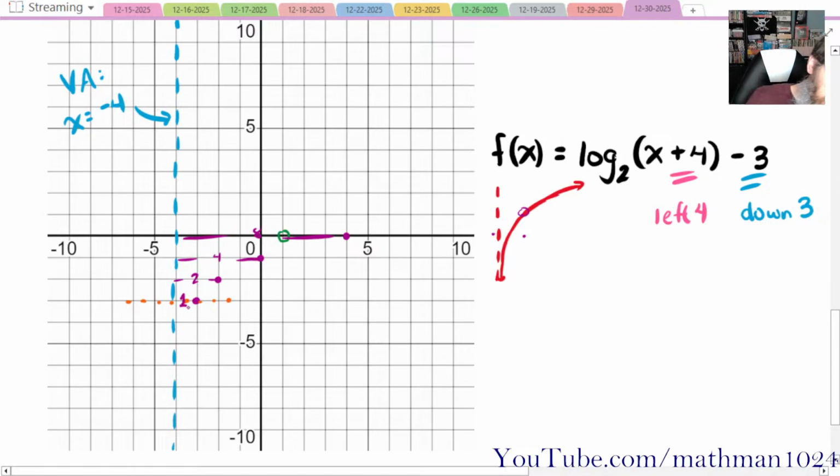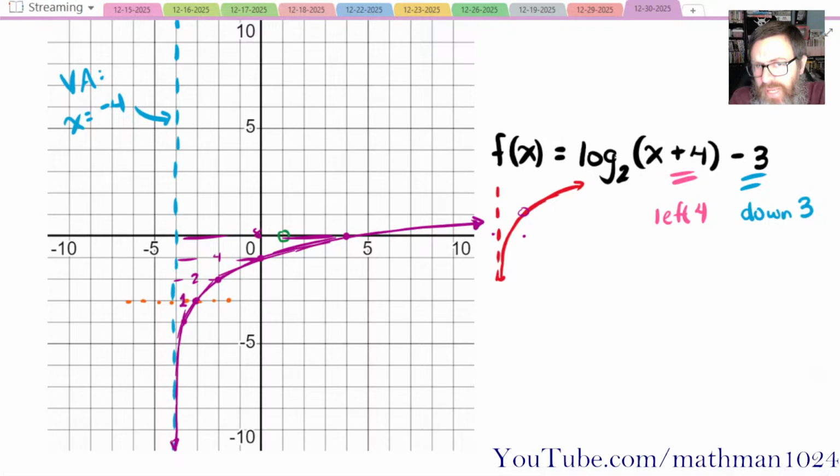Okay. Well, let's connect the dots and see what happens. I also have this half point down there. All right. So a nice logarithmic curve. Please make sure that you don't confuse this with the other graphs that we have. And then here on the left, we're going to get really, really close to that vertical asymptote. So the same graphing techniques that we've seen before will apply to this.